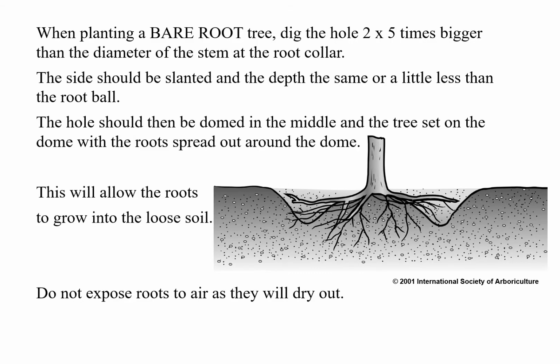When planting a bare root tree, dig the hole 2 to 5 times bigger than the diameter of the stem at the root collar. The sides should be slanted and the depth the same or a little less than the root ball. The hole should then be domed in the middle and the tree set on the dome with the roots spread out around the dome. This should allow the roots loose soil to grow in. Do not expose roots to air as they will dry out quickly. Because the tree has a limited root system, it might need staking.